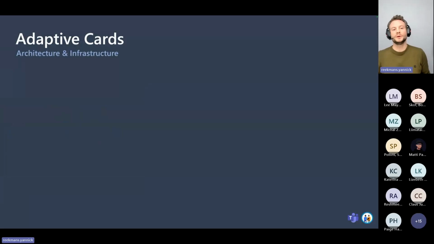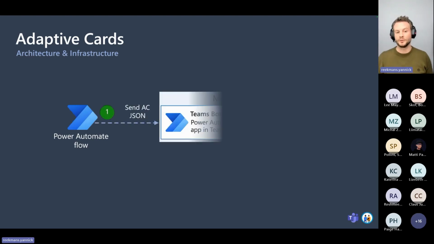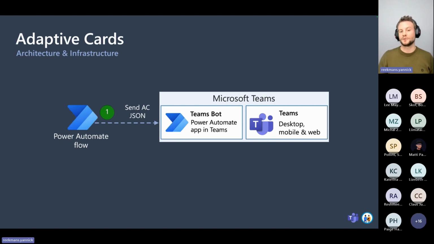Now, to do adaptive cards, it's rather easy. You don't need very much architecture and infrastructure when you want to use adaptive cards inside Microsoft Teams. So the easiest way for you to show an adaptive card in Teams is to create a Power Automate flow and send that adaptive card JSON to Microsoft Teams. There's an action for that.